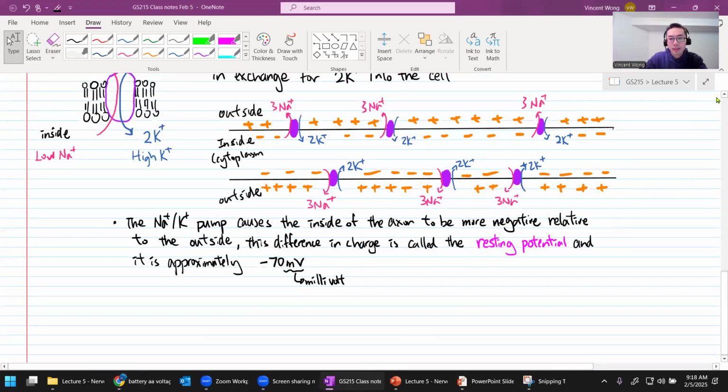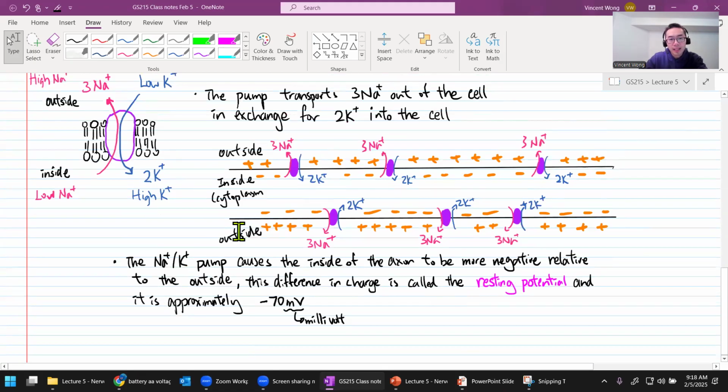Okay, so what does this mean? Remember, the black lines here are the cell membrane. If you take this and zoom in, it looks like this. That's so you are aware of the relationship between all these drawings. Over time, the inside will be more negative than the outside, but exactly how much more negative? If you measure it, it is approximately negative 70 millivolts. So what does that mean?